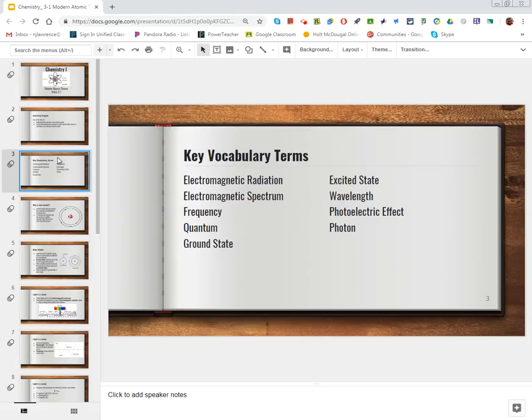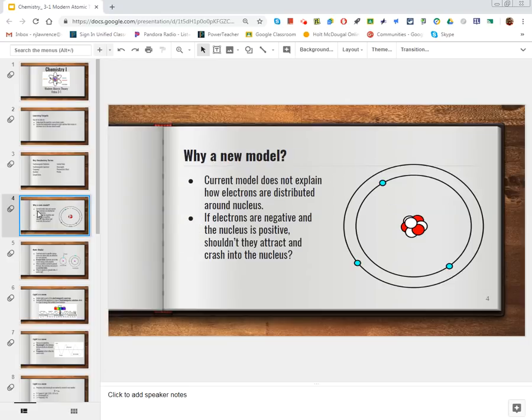So as we get started, there's a few vocab terms you're going to see. You're going to hear the words like electromagnetic radiation, electromagnetic spectrum, frequency, quantum, ground state, excited state, wavelength, photoelectric effect, and photon. So at any time, if you hear a term, again, if you don't know what it means or if you can't pick it up in context, pause the video, search it on the internet, and then get back to us.